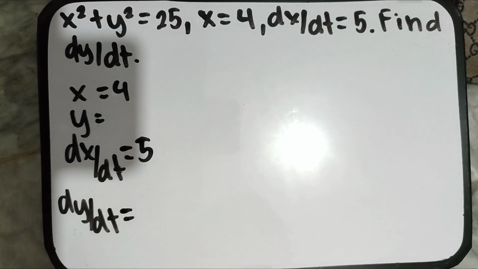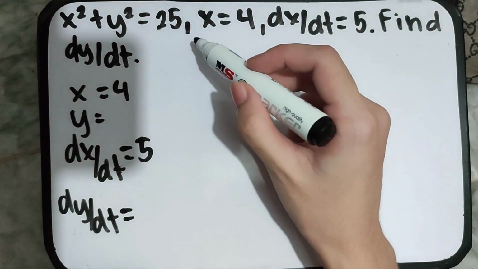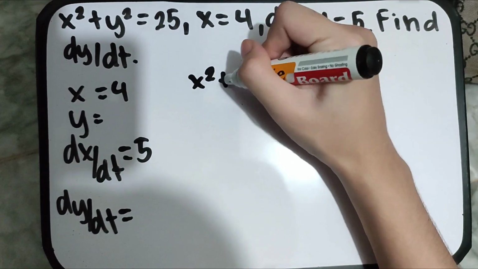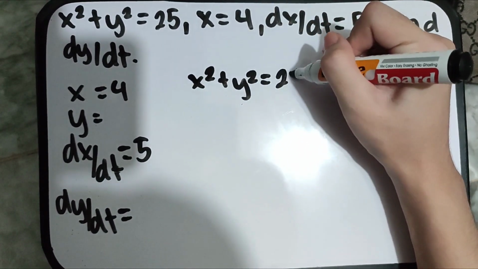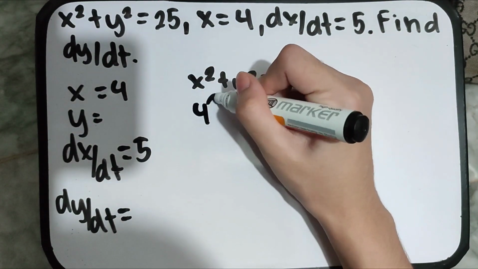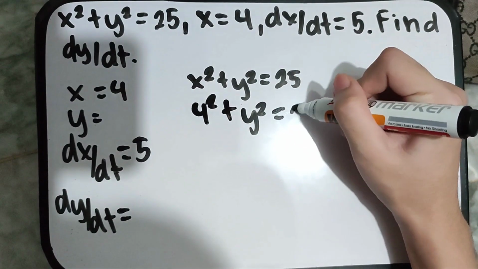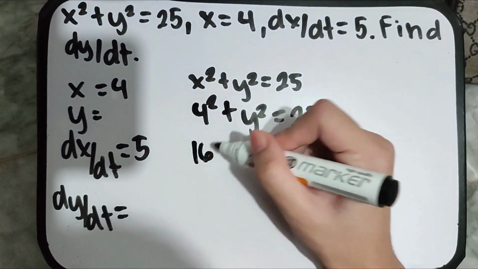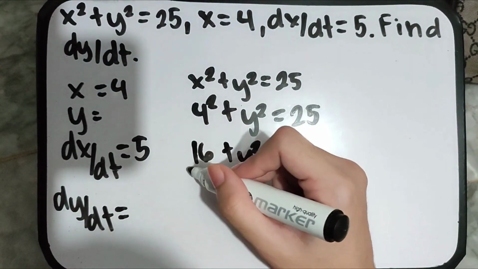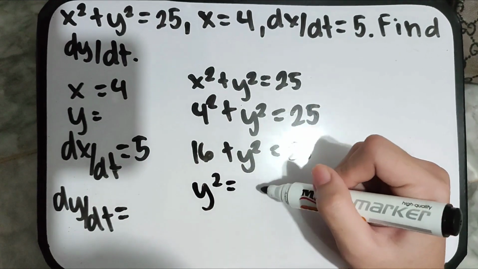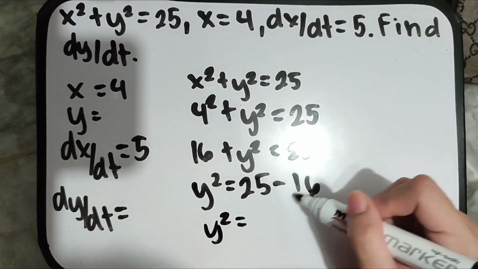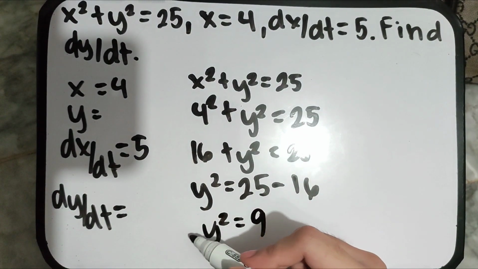Then, to find the value of y, we will use the Pythagorean theorem. So, x squared plus y squared is equal to 25. x is 4, so 4 squared plus y squared is equal to 25. 4 squared is 16, plus y squared is equal to 25. Then let's move 16 to the other side. y squared is equal to 25 minus 16, and y squared is equal to 9.